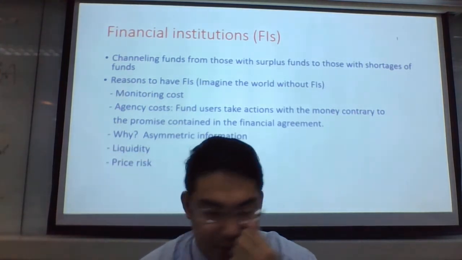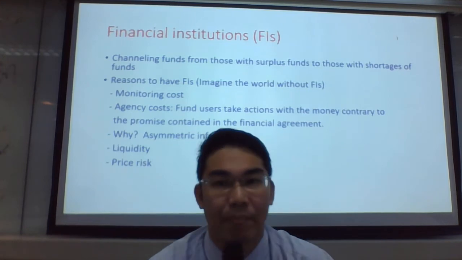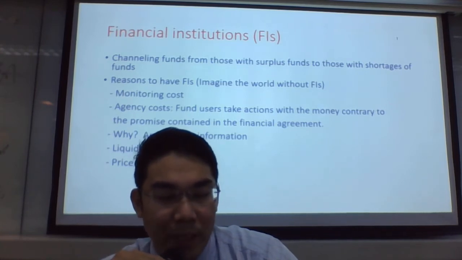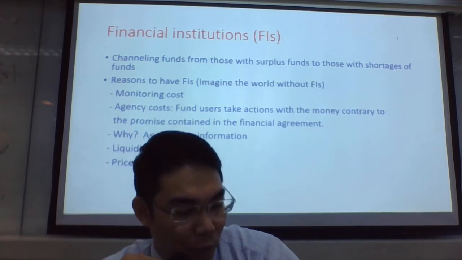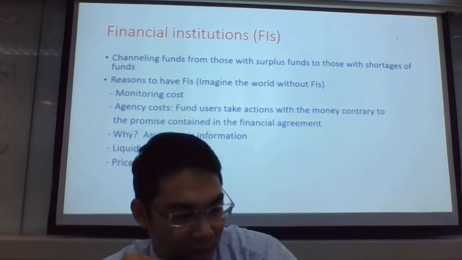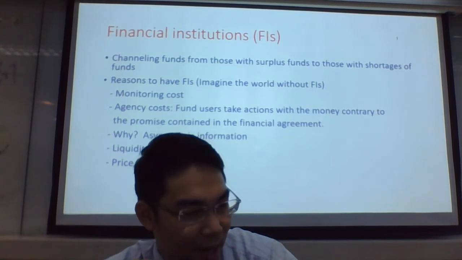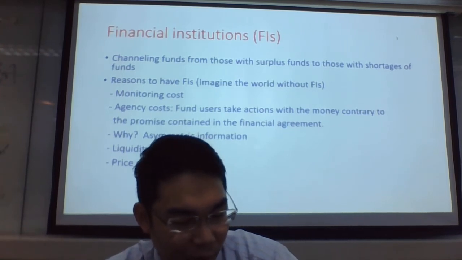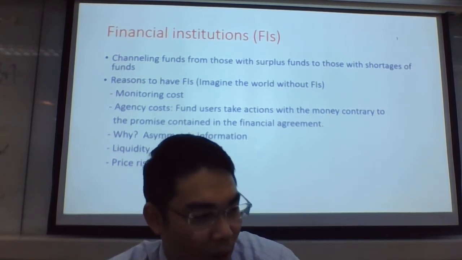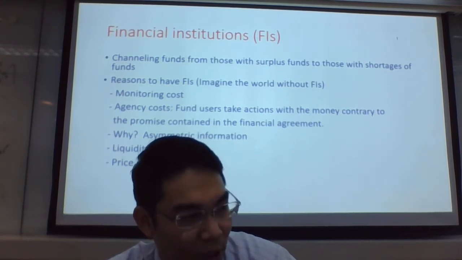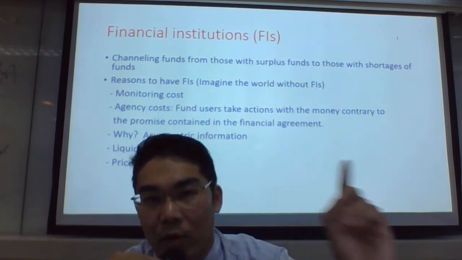Correct. In fact, by monitoring cost, we mean time and money. Okay, when you lend the money to some people, if you don't have a third party to be your delegate, you need to keep your borrower in check, and you need to follow them in every step. So it is very costly in terms of time and money. We have the financial institution because the financial institution helps reduce this cost.